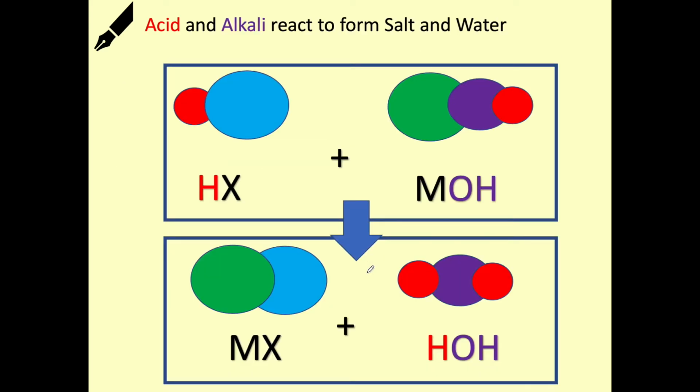So acids and alkalis can react to form salt and water. So here we've got our acid reacting with our alkali. So remember, our alkalis have the hydroxide ion, and they react together to form our salt and our water. So what has actually happened here is our hydroxide ion and our hydrogen ion have reacted to make water.